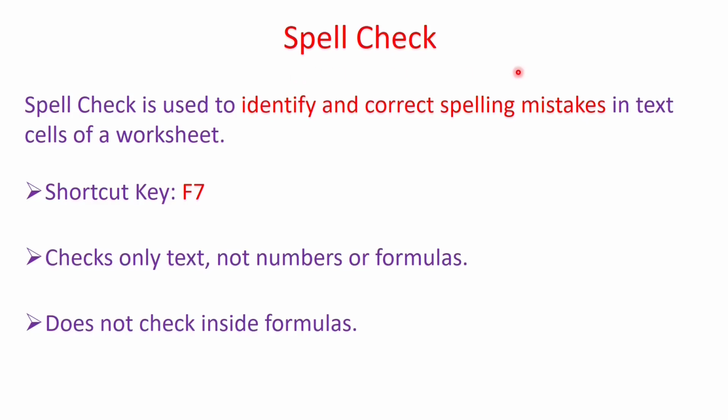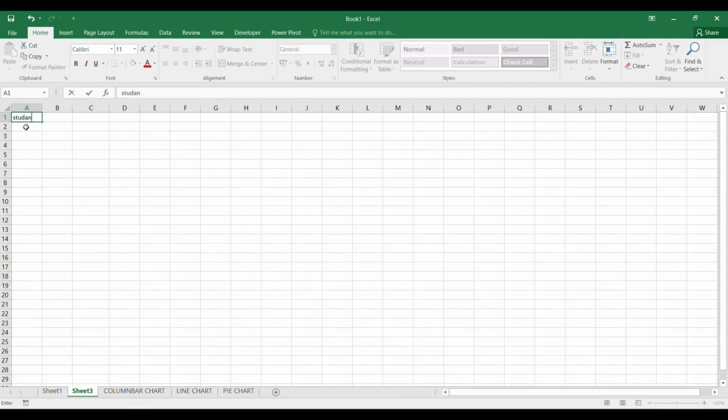Next, spell check. Spell check is used to identify and correct spelling mistakes in text cells of a worksheet. Let us explain this with an example. In cell A1, I type "student", but the word is wrongly entered. And in cell A2, I type "Excel", which is also wrongly entered. By using the spell check option, we can correct these spellings.